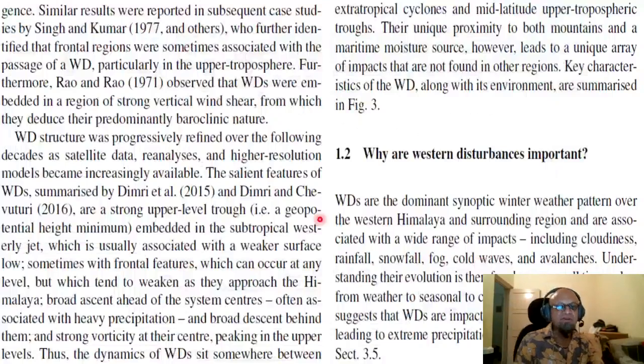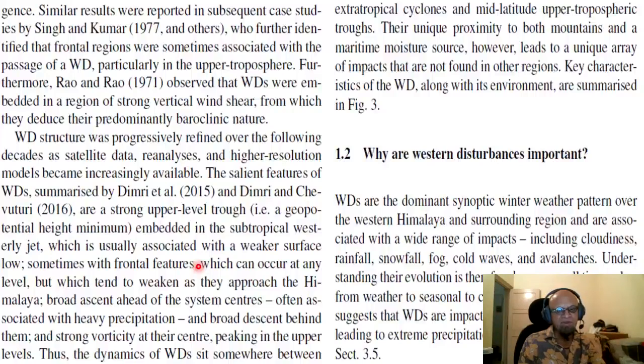Okay, so WD structure was progressively refined over the following decades as satellite data, reanalysis and higher resolution models became increasingly available. The salient features of WDs, summarized by Dimri et al., which was the last review, and Dimri and Chevuturi, are a strong upper level trough, i.e. geopotential height minimum, embedded in the subtropical westerly jet, which is over the northern part of India during the winter.